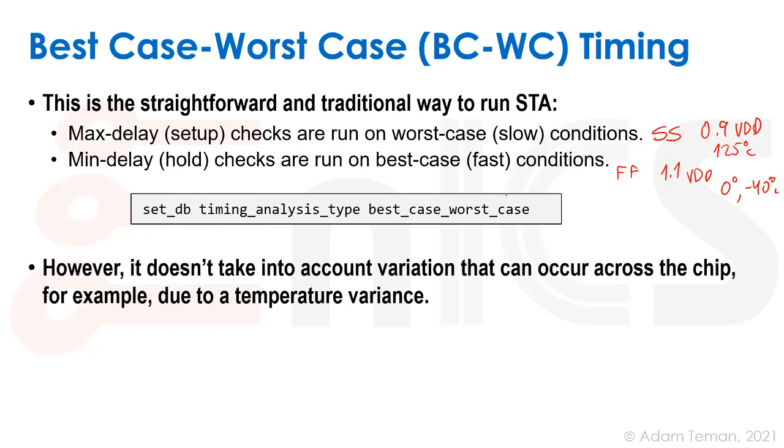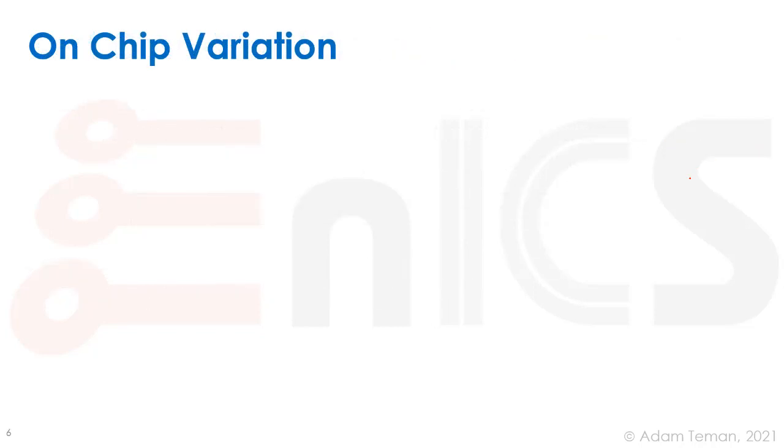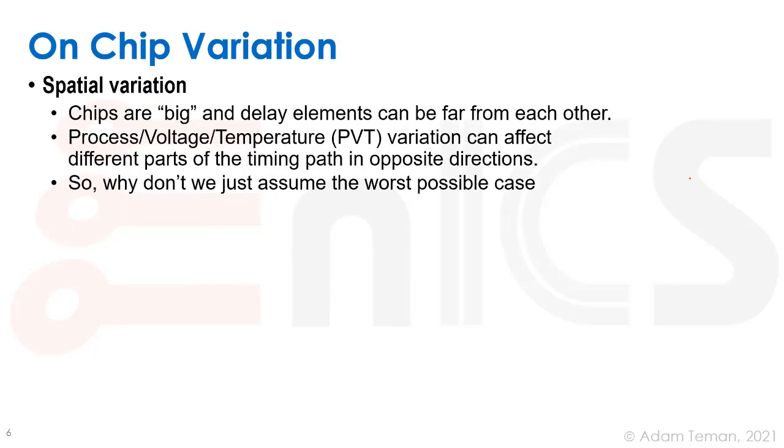But that doesn't take into account all kinds of variation that can occur across the chip. For example, we can have a temperature variance that can be really different at different areas of the chip, areas that are just asleep or areas that are close to a high working processor or something. So that brings us to the concept of on-chip variation, or OCV. On-chip variation is a spatial variation. Chips are big and delay elements can be far from each other. Process voltage and temperature variation can affect different parts of the timing path in opposite directions.